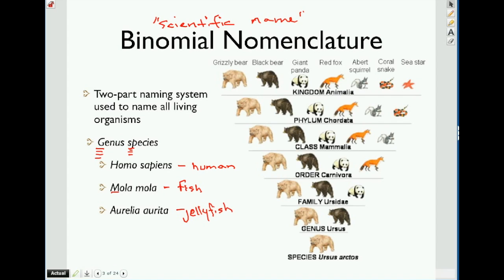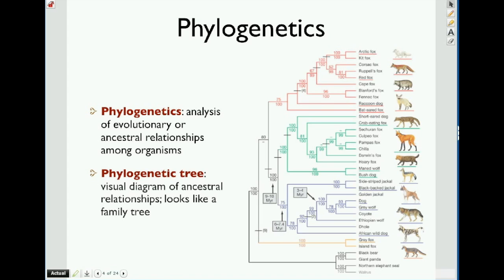And you can see they all have that capitalized genus name and that lowercase species name. And here's one here too. This is what looks like a grizzly bear with the capitalized genus and the lowercase species.